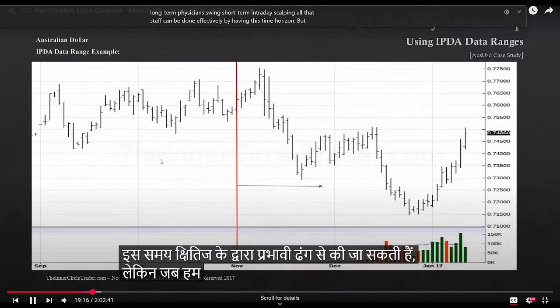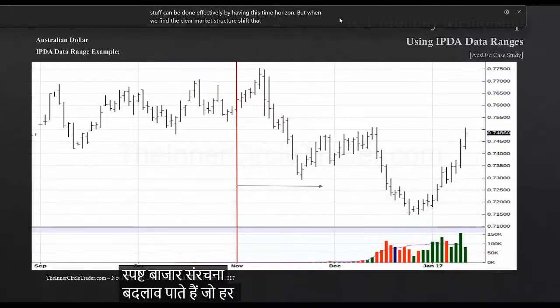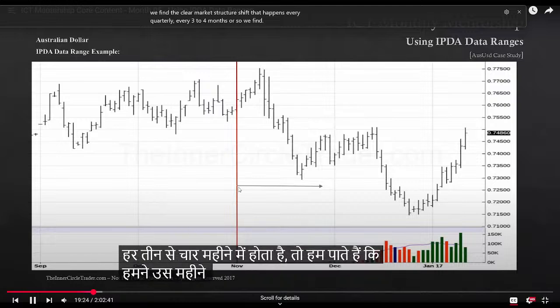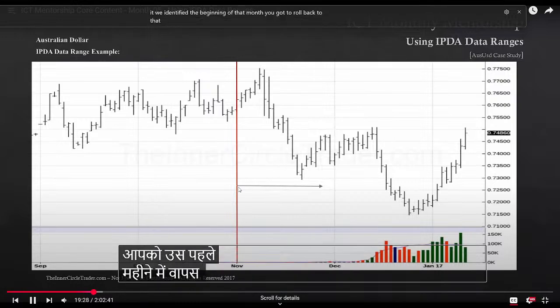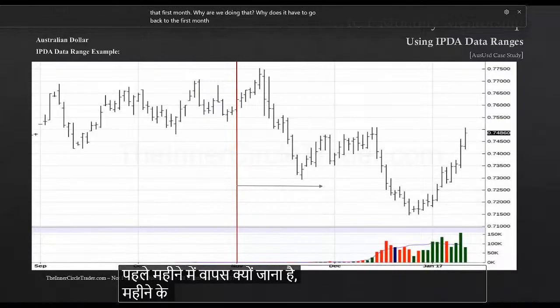But when we find the clear market structure shift that happens every quarter, every 3 to 4 months or so, we identify the beginning of that month. You have to roll back to that first month. Why are we doing that? Why does it have to go back to the first of the month?